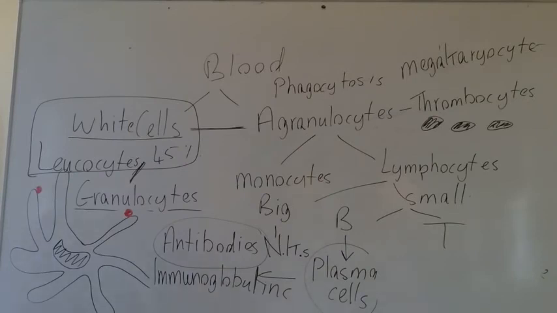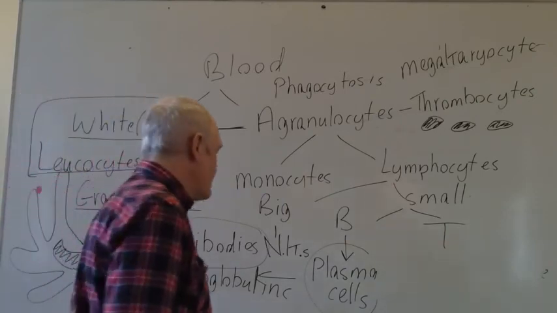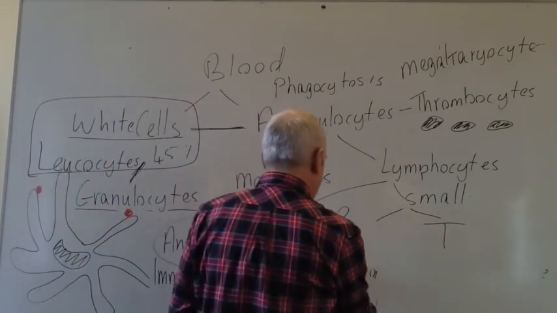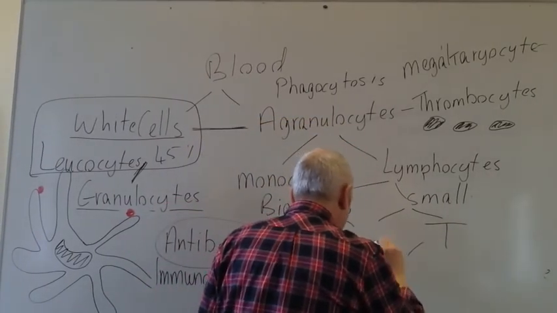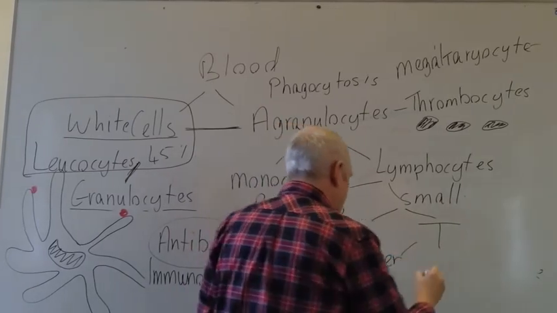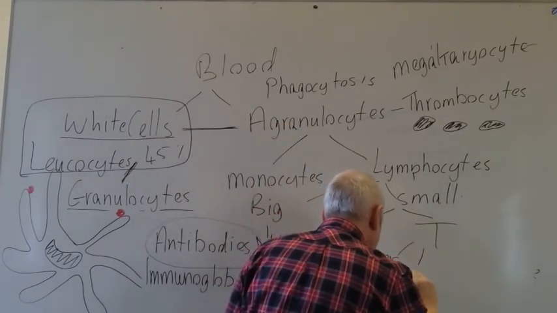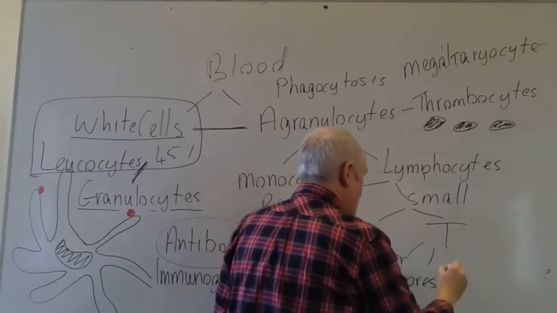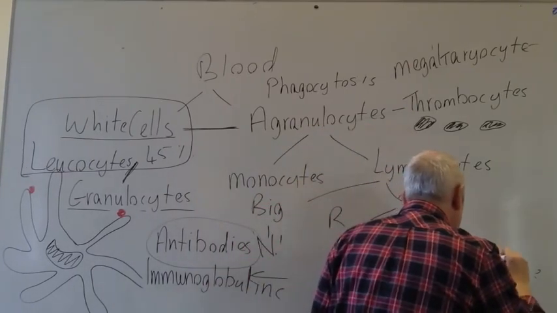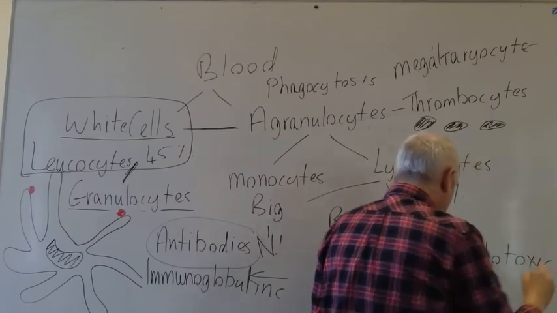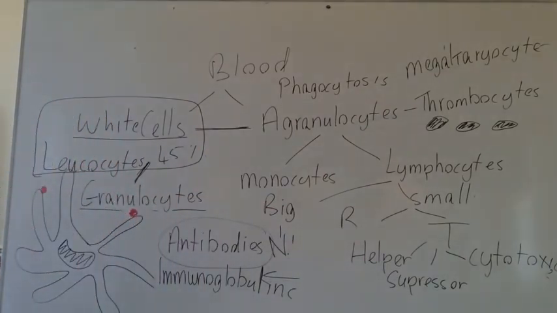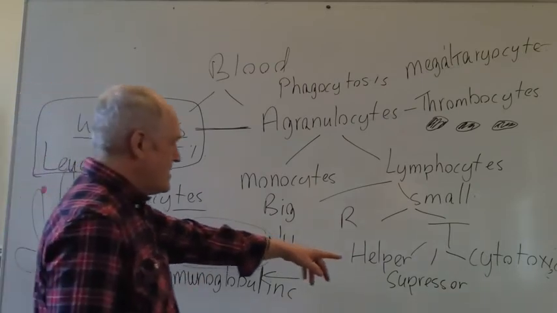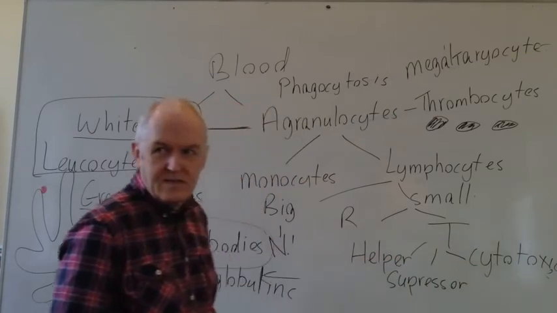Now the T lymphocytes are themselves subdivided. There are three types of T cell. There's T helper cells, T suppressor cells, and T cytotoxic cells. So T helper cells, T suppressor cells, T cytotoxic cells.